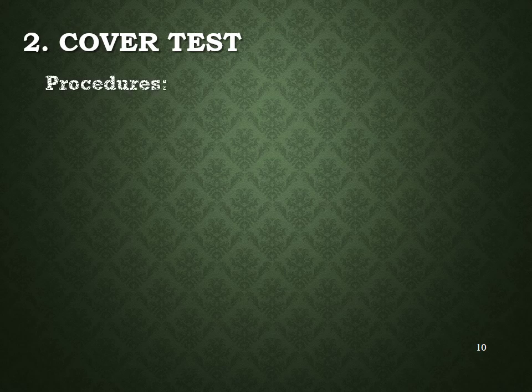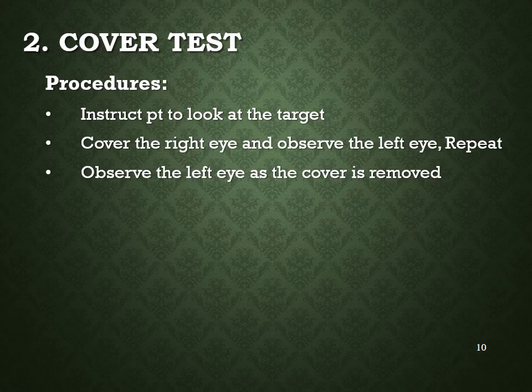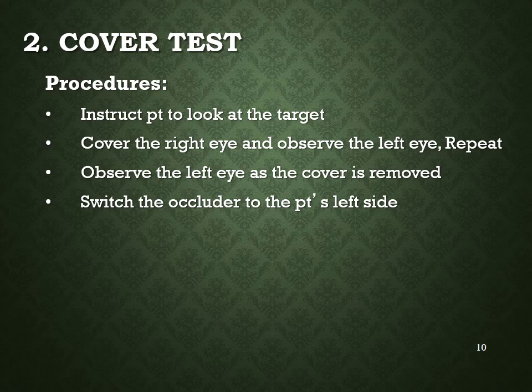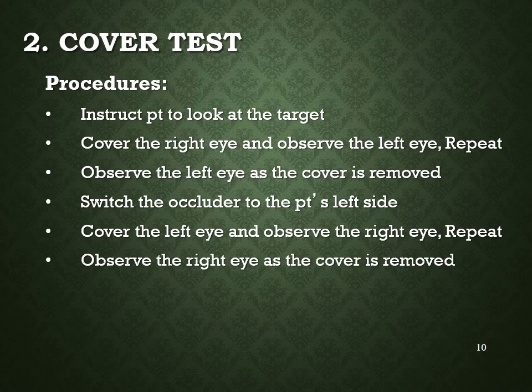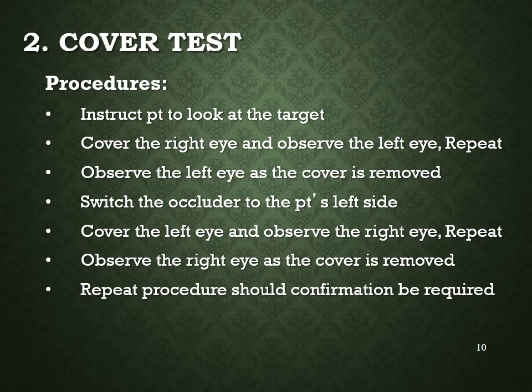The procedure for the cover test: first of all, instruct the patient to look at the target, then cover the right eye and observe the left eye. Repeat this step and observe the left eye as the cover is removed. Switch the occluder to the patient's left side, cover the left eye and observe the right eye, and repeat this step. Observe the right eye as the cover is removed. You can repeat this procedure to confirm the movement of the eye.